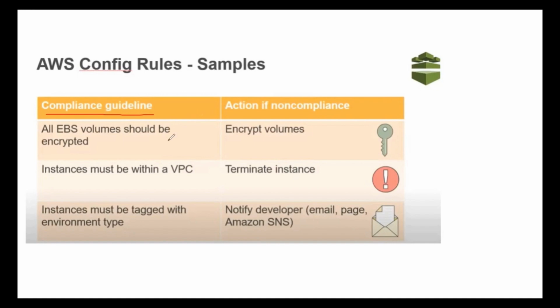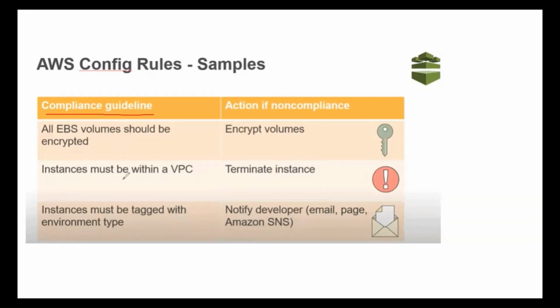So let's see some examples here. For example, if you want to set up a guideline, a rule that all EBS volumes should be encrypted, you can configure that rule. AWS Config is going to check all the EBS volumes that get provisioned, and check whether each volume is encrypted or not. If the volume is not encrypted, then based on the action we configure for non-compliance, it can be an automated action to send an email notification or an action to encrypt the volume, right? Based on that, these compliance rules will trigger the notification.